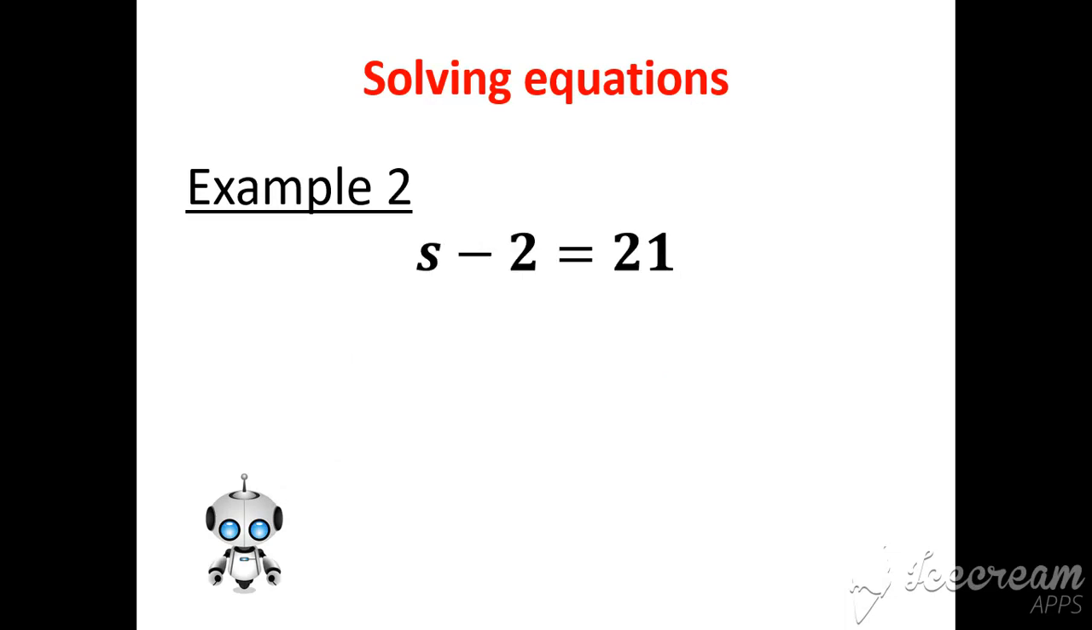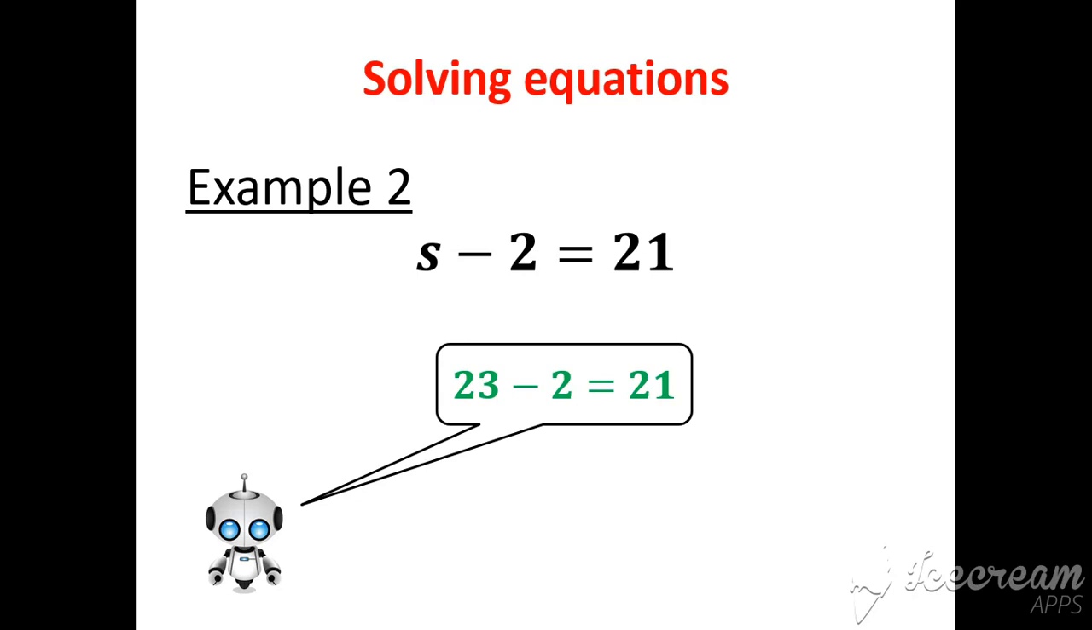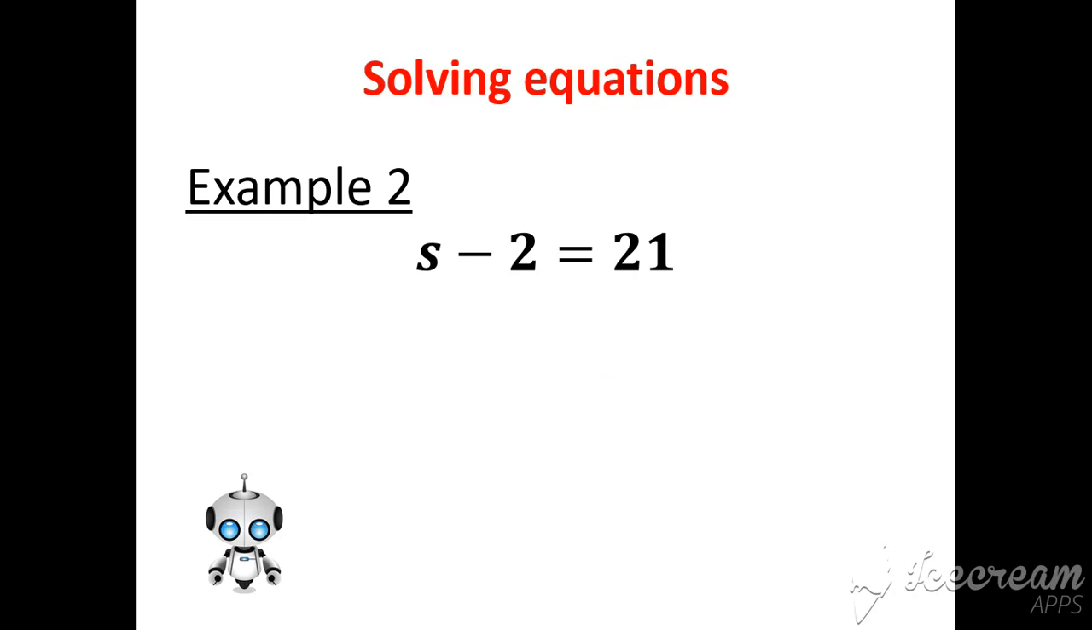Right, let's get into example 2. So a line down the middle. Oh, by the way, have you figured it out already? 23 minus 2 is 21. So you probably know S is equal to 23. But let's not worry about the answer. Let's do the technique. By the way, this is not the only way to solve this equation. There are other different techniques. This is the one that we're working on in these videos.